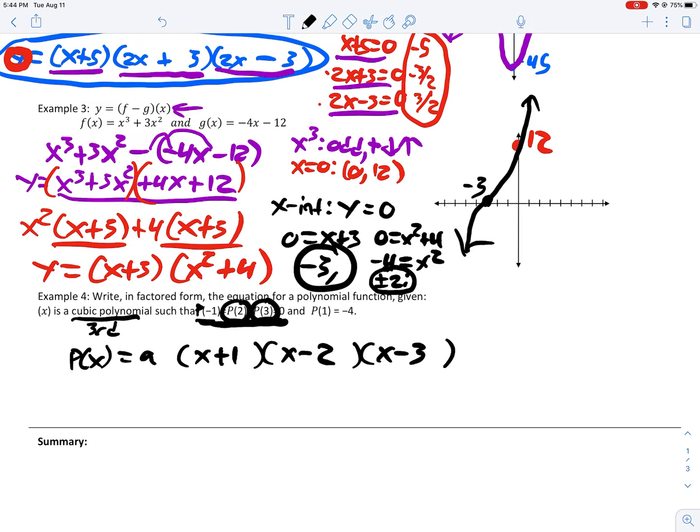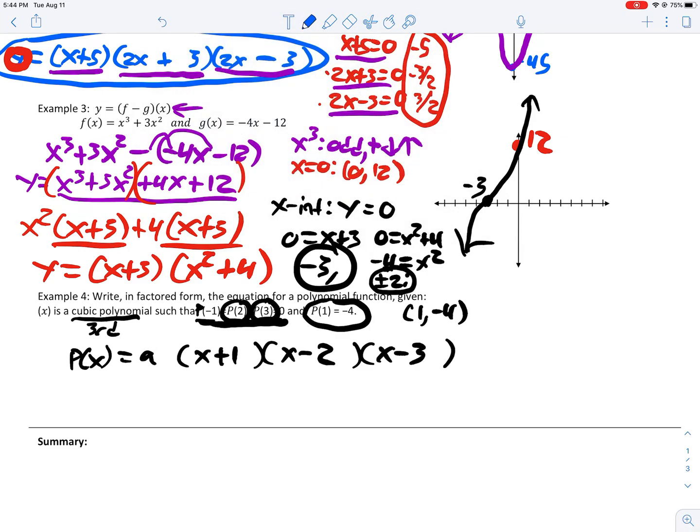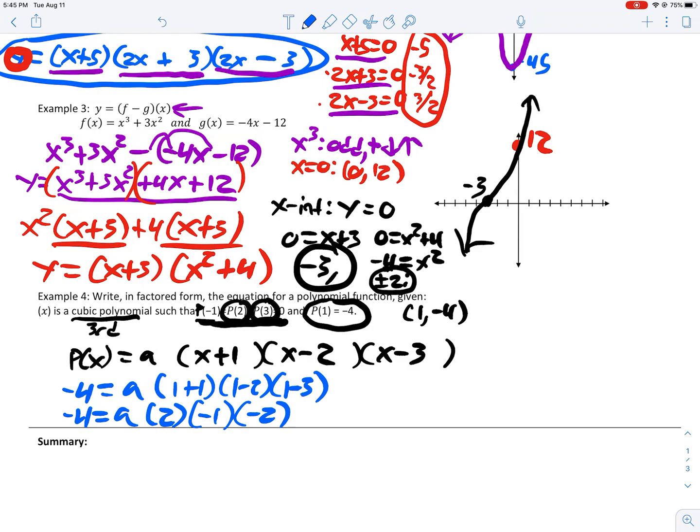So now the last thing they do is they give you this point, 1, negative 4. I'm going to use that point to help me solve for a. So negative 4 equals a times 1 plus 1, 1 minus 2, 1 minus 3. So negative 4 equals a times 2 times negative 1 times negative 2. So coming over here, negative 4 equals a times 4. So a equals negative 1. So just replace that a with negative 1, and there you go.